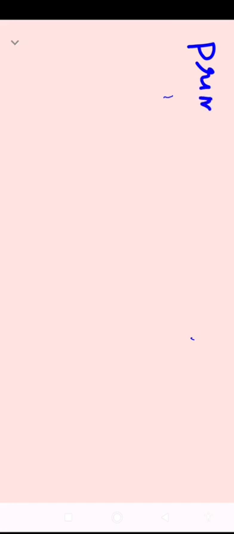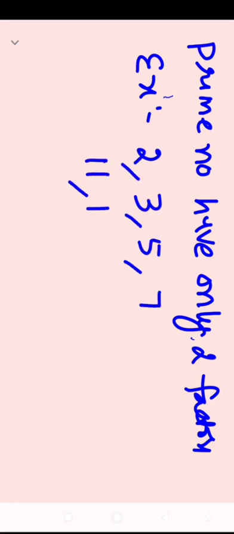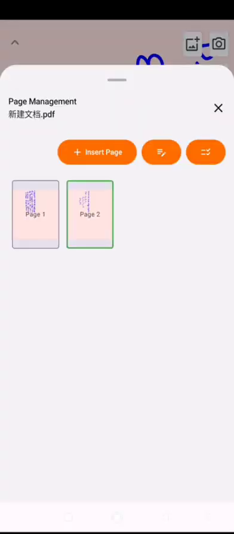Now here, to understand the fundamental theorem of arithmetic, we have to understand prime numbers and composite numbers. Prime numbers have only two factors. For example, 2 is the least prime number, then 3, 5, 7, 11, 13, 17, 19, 23, 29 and so on. These are all prime numbers.